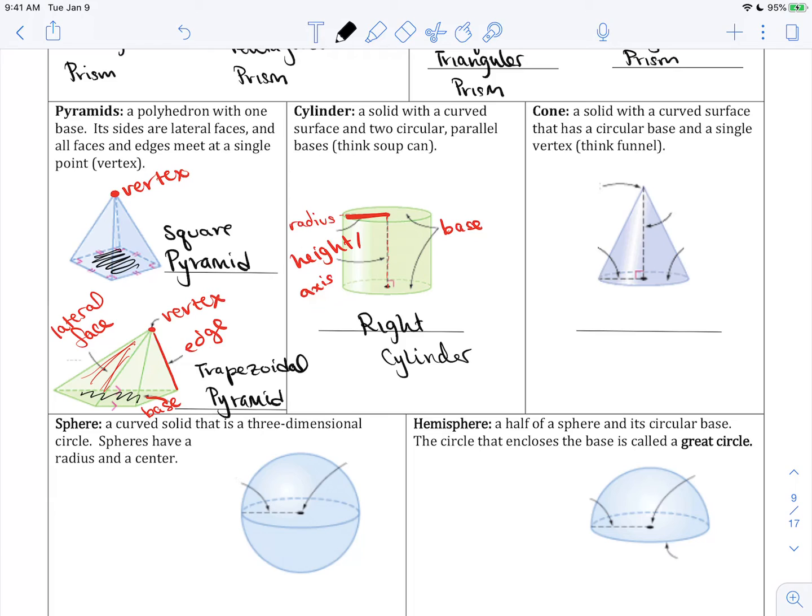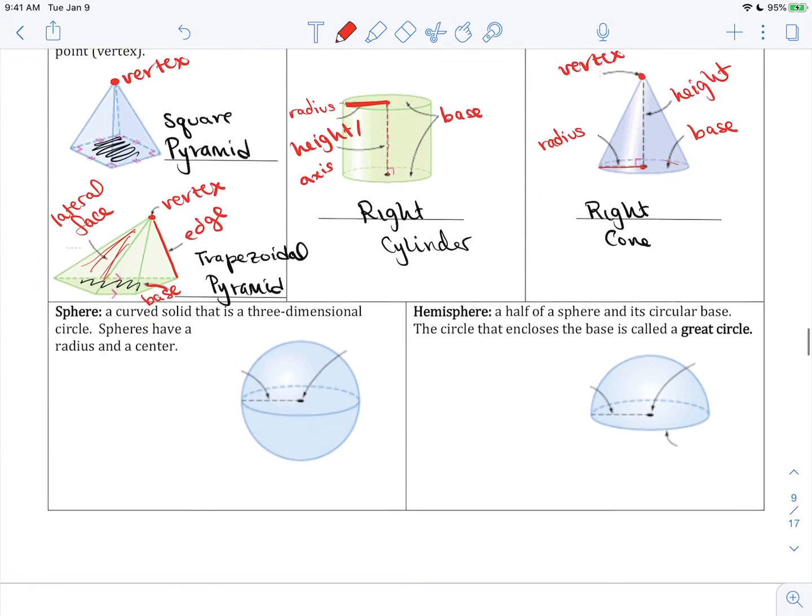All right, last one is a cone. Again, we would call this a right cone. The altitude or the height is perpendicular to the base. And so just like a pyramid, this point up here is our vertex. We have a circular base, just like a cylinder. From the center to the edge of that is the radius. And then this dashed line here is our height.